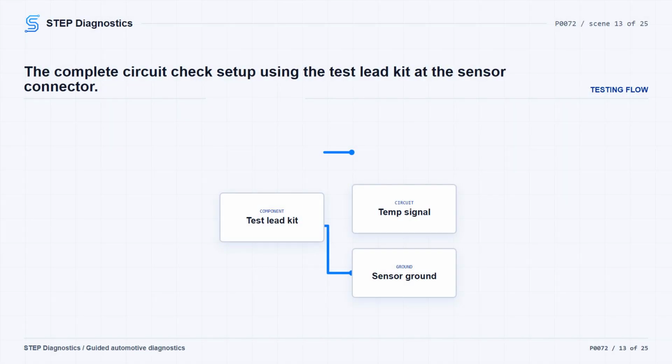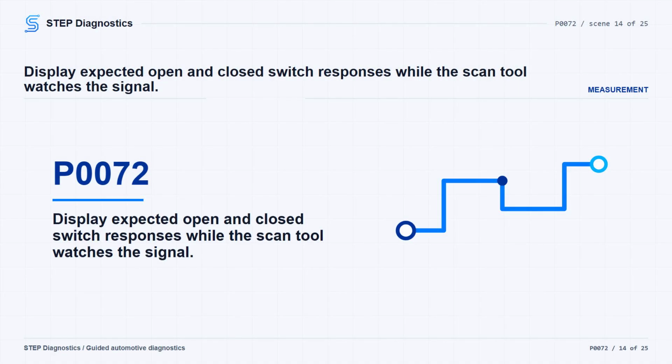One complete way to test the circuit is with the electrical test lead kit connected to the temperature signal and sensor ground circuits at the sensor harness connector. Move the switch between open and closed while watching the scan tool. In the open position, the circuit high fault should set, and the sensor voltage should be 5.0 volts. In the closed position, the circuit low fault should set, and the sensor voltage should be 0.0 volts.